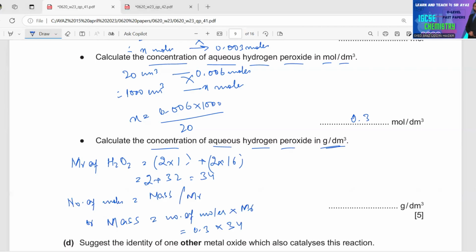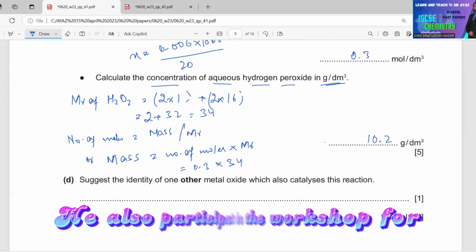0.3 multiplied by 34, and you'll get 10.2. So the answer must be 10.2. This will be the final answer, 10.2 grams per decimeter cube.